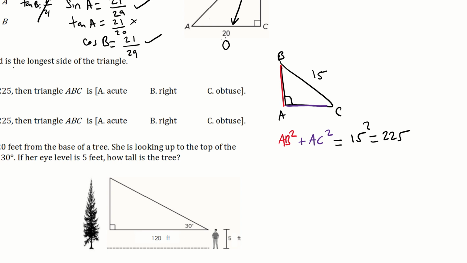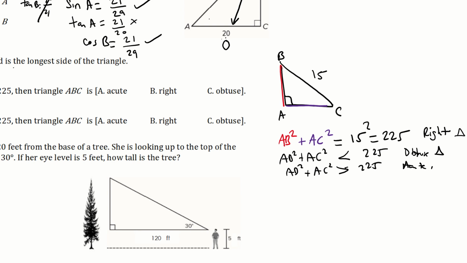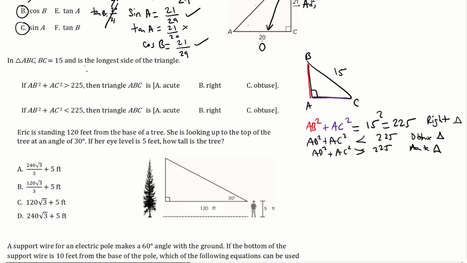Now, if it's equal to 225, remember it's a right triangle. If AB squared plus AC squared is less than 225, recall that I told you that that would be obtuse. And if this is greater than 225, then that's acute. Okay, so you just got to know that. All right, so if AB squared plus AC squared is greater than 225, then it's acute, right? If it's less than 225, it would be obtuse. So it's just a matter of knowing that.